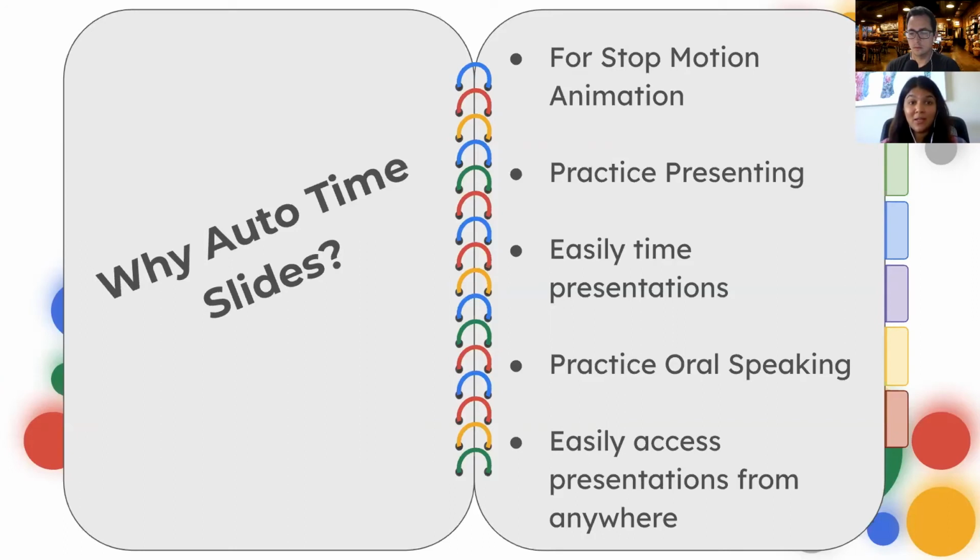Practice oral speaking. Auto timing the slides is really, really great, especially in secondary school. We go through oral speaking with our students. How many ums are you saying? How many pauses? Where are you looking? Where is your audience at? You can go through all of these different tasks. And then you can also easily access your presentations from anywhere.